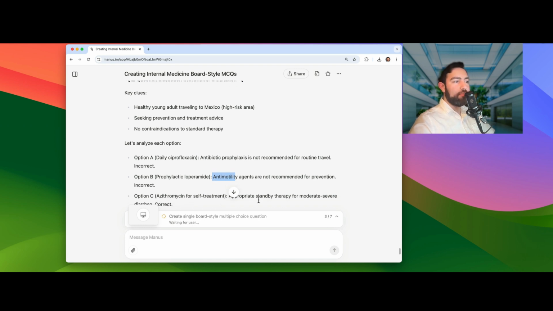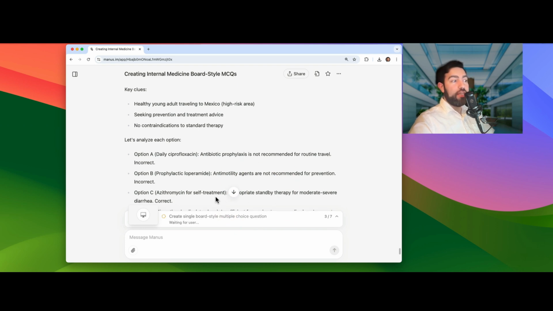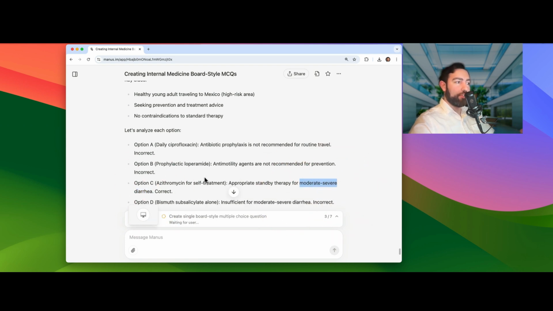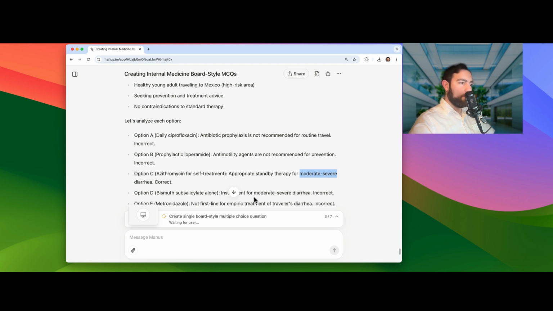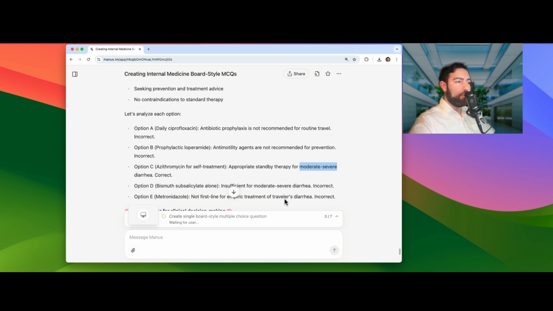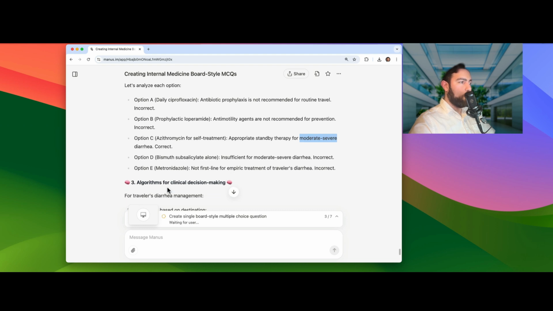Azithromycin for self-treatment. Appropriate standby therapy if they do develop moderate to severe diarrhea. So it really is very important. Again, the grade of the diarrhea matters. It recommended azithromycin. And then bismuth salicylate alone, that's not going to help. Metro is not first line for any traveler's diarrhea. Remember, we use that in Giardia and ova.